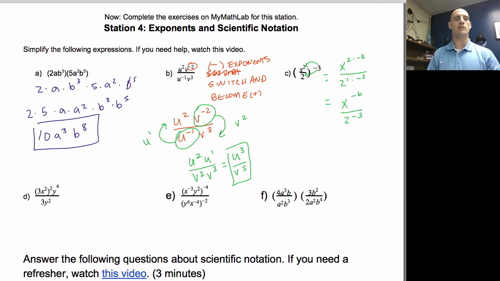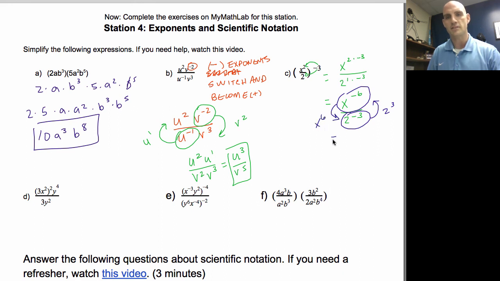Well, what you notice now is in simplifying, I've now made it where I have negative exponents. And so 2 to the negative 3rd goes up top and becomes 2 to the 3rd. x to the negative 6th goes to the bottom and becomes x to the 6th. So I could rewrite this as 2 to the 3rd, which is 8, over x to the 6th.